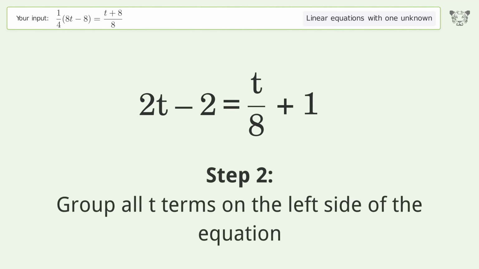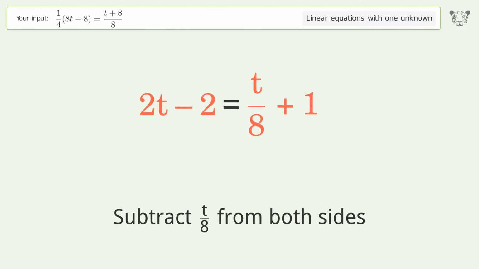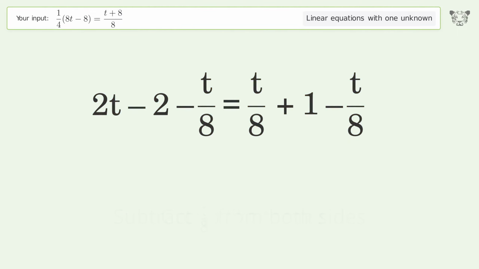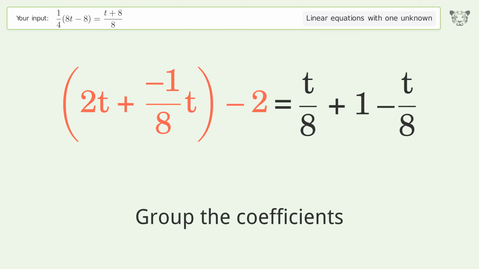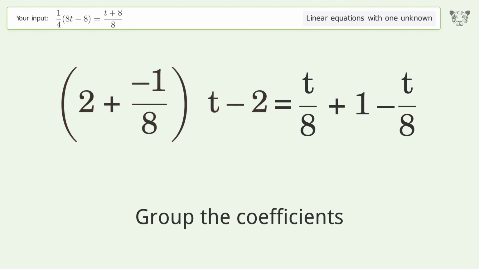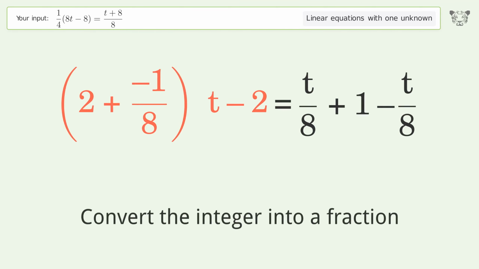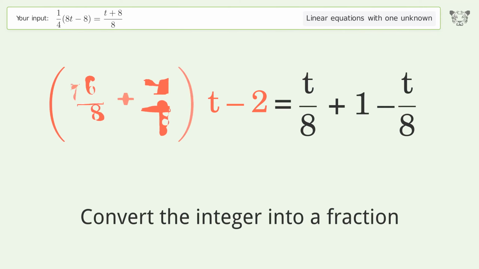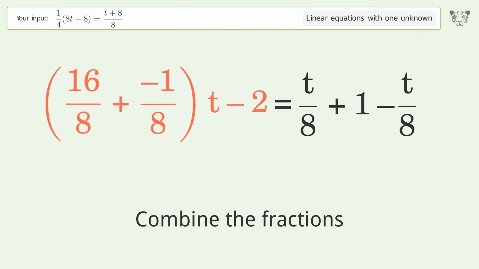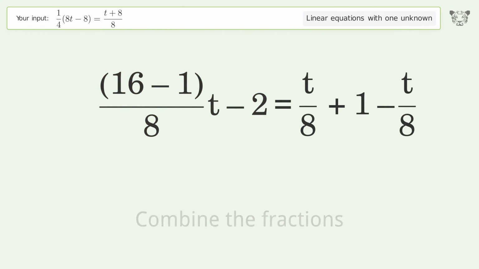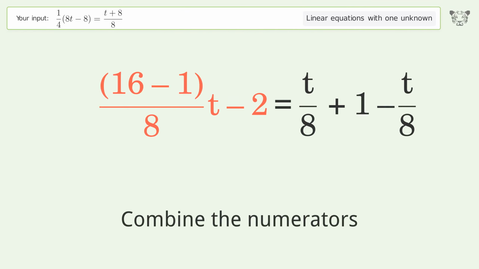Group all t terms on the left side of the equation. Subtract t/8 from both sides. Group like terms. Group the coefficients. Convert the integer into a fraction. Combine the fractions. Combine the numerators.